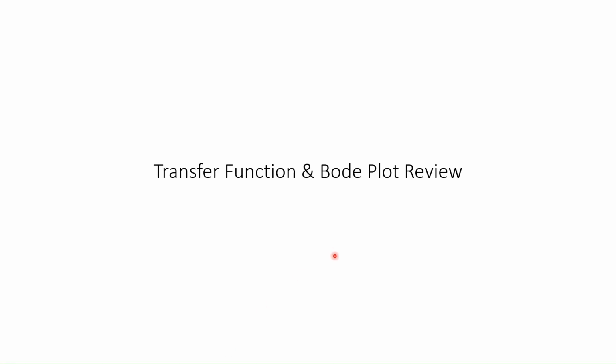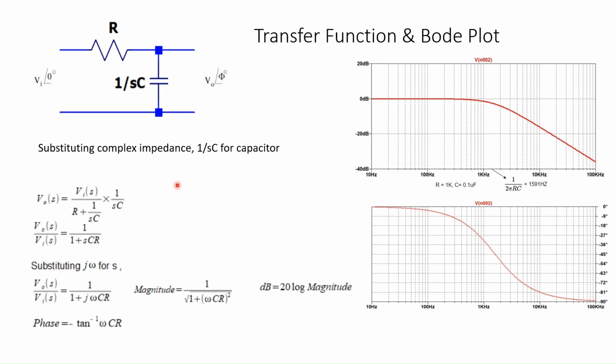Let me start with a review of transfer function and Bode plot, which is essential for the control system design. A simple RC circuit is considered to explain the transfer function on Bode plot. The complex impedance of the capacitor is 1 over sC, where C is the capacitance. Output voltage can be derived in terms of input voltage.